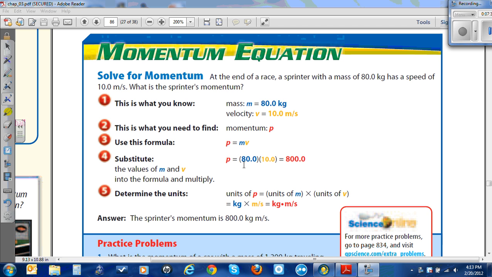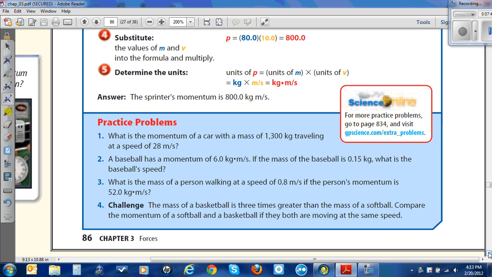Substitute in the values, 80 times 10 equals 800. And the units again, 800 kilogram meters per second. The sprinter's momentum is 800 kilogram meters per second. This time you need to take out a piece of paper. You can use the back of your note-taking guide to answer these 4 practice problems.